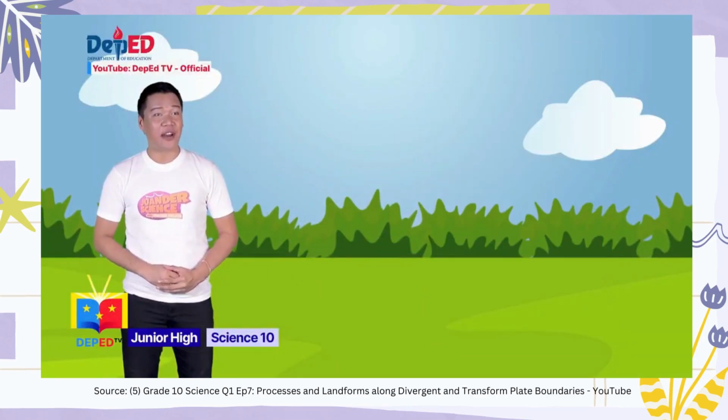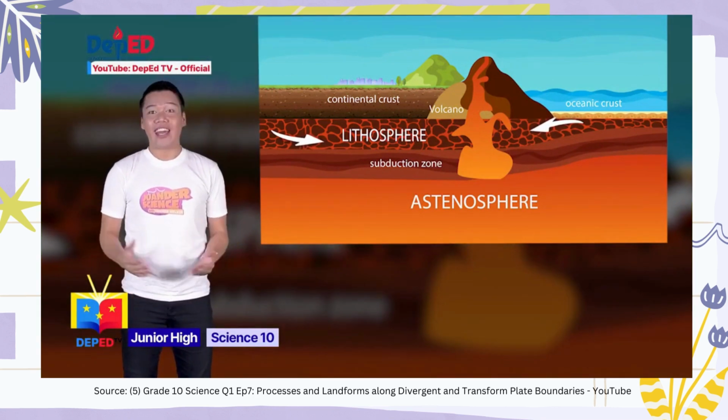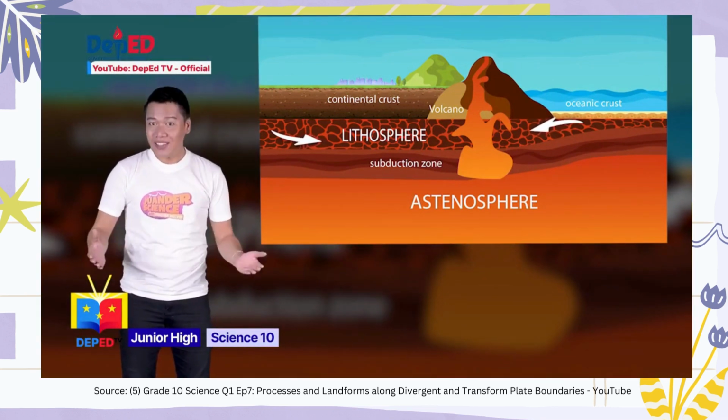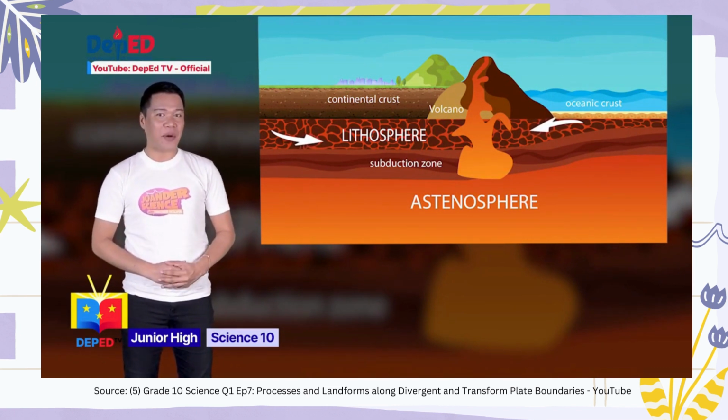Take a look at this diagram. What do you see? Can you see the arrows? What do the arrows imply? This diagram shows the separation of the lithospheric plates.